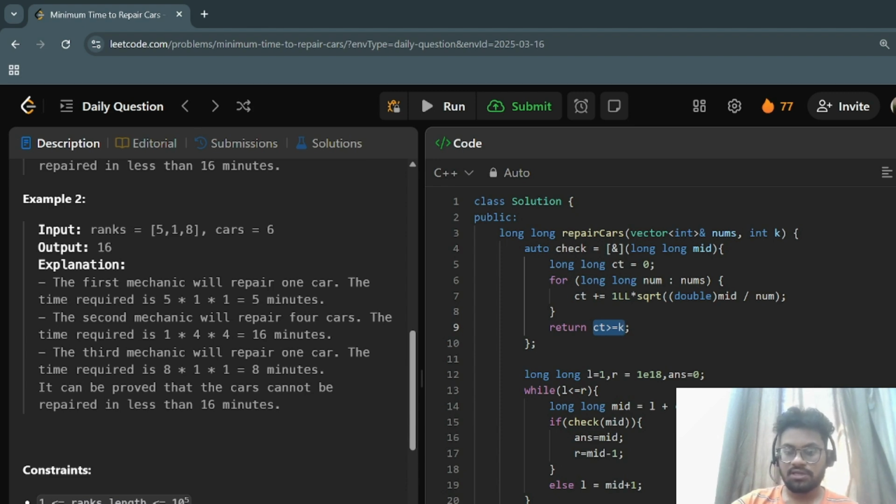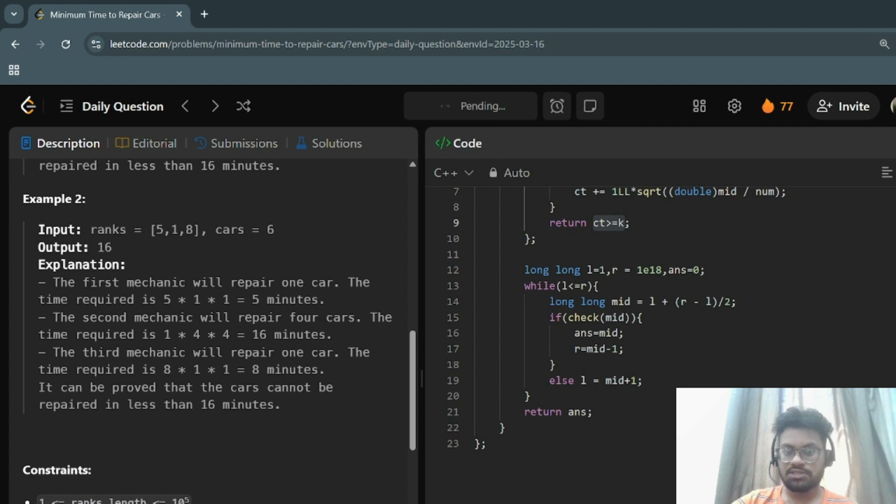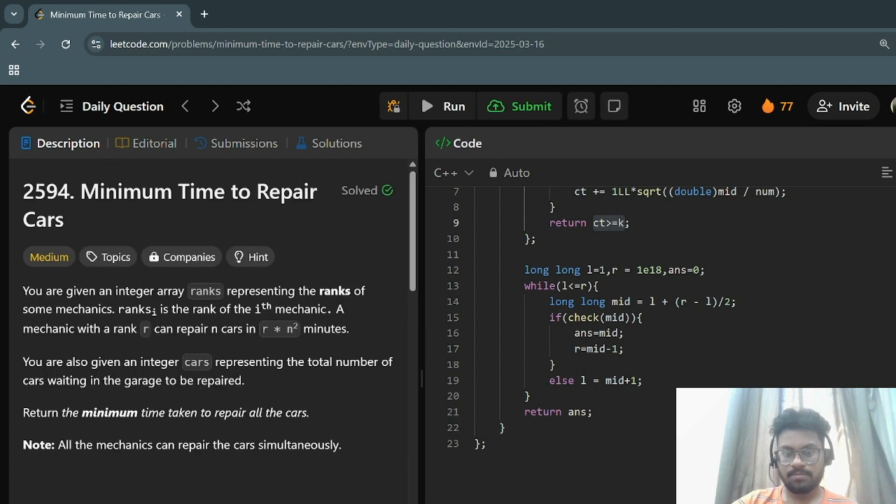Okay, that's the solution. Let's just run the code and just submit it.